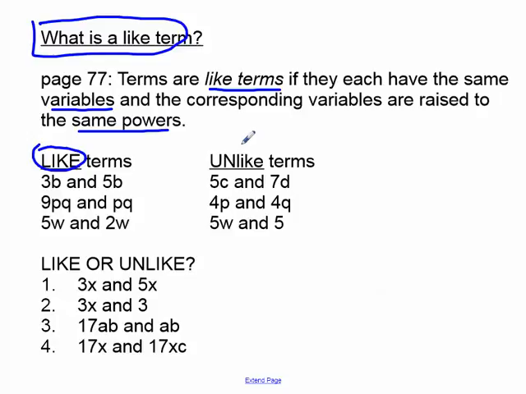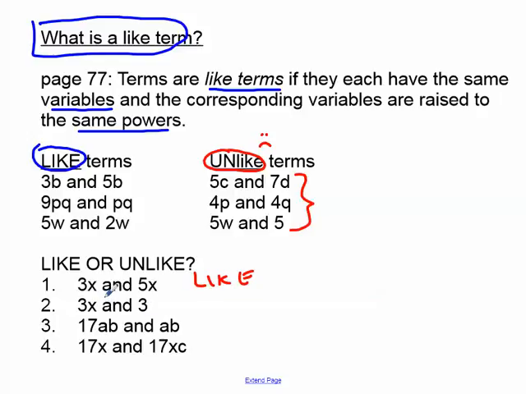Over here, we've got unlike terms. Unlike terms because C and D are different, not the same variable. P and Q, different, not the same variable. W and no variable, not the same variable, not like terms, cannot be combined. None of these pairs can be combined because they are unlike terms. So down here, 3x and 5x, yes, like terms. Number 2, 3x and 3.